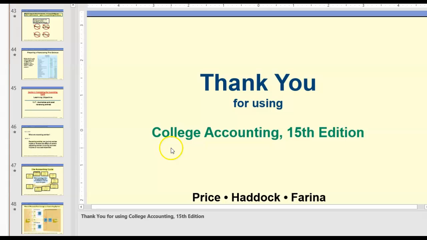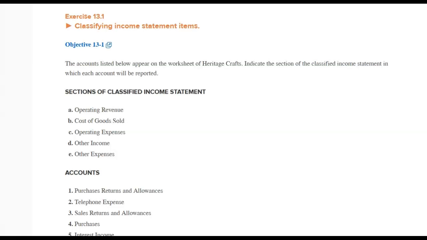And you've done everything. So let's go ahead and do the exercises in 13, and then we should be done. Okay, so let's look at the first one. This is exercise 13.1. The accounts listed below appear on the worksheet of Heritage Crafts. Indicate the section of the classified income statement which will be reported. Operating revenue.